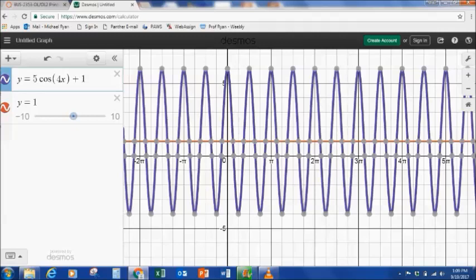Okay, so I recommend you go to Desmos and you play around with this, and you can start to get a feel for the patterns.